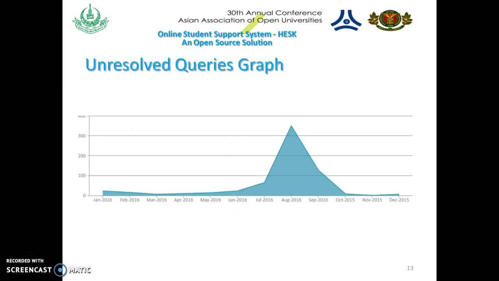There's another graph which shows the unresolved queries. This graph should be a straight line at the bottom if there is no unresolved query. But this graph is showing that there are more than 300 queries pending which belong to August 2016, which have not been resolved. So using these reports, management can make better decisions and take appropriate action on what needs attention.